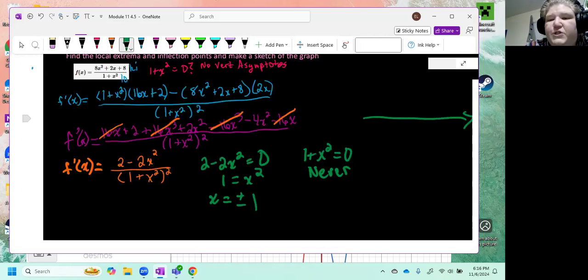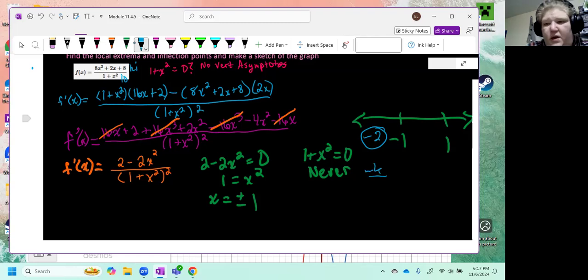So our number line for our first derivative test. There's our negative 1, there's our positive 1. Oh, okay. So our formula in orange over here, that's not too bad to work with. So let's put in -2, see what happens. -2 squared is +4 times -2 is -8. 2 minus 8 is -6. All right, so this is -6 over -2 squared 4 plus 1, 5 squared 25. All right, so we got negative all through there.